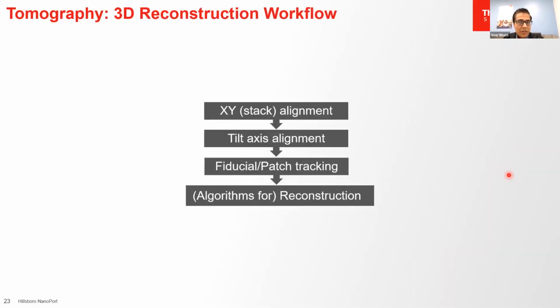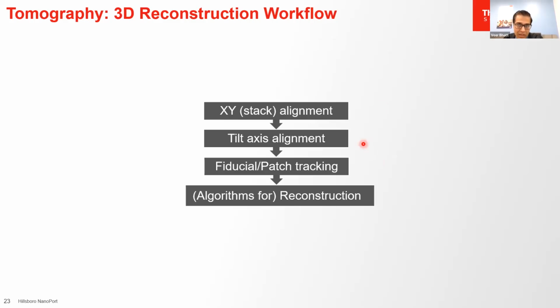A quick overview of the reconstruction workflow as well. Typically, the software starts with XY or stack alignment using cross correlation, going from one image to the next, and so on, where we do use quite a bit of filters, just like we used earlier while tracking. This can already optimize the tilt axis to a certain extent, but further adjustments can also be done in a separate step.